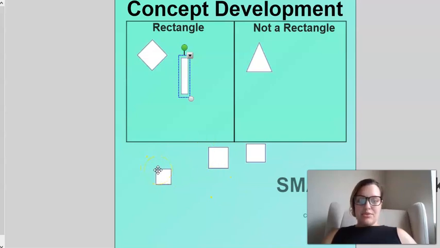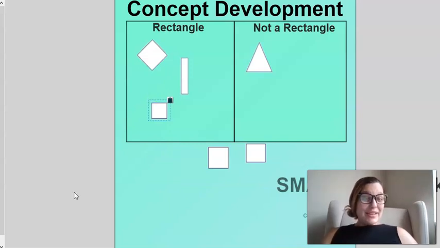Okay, let's do one more. We'll do this one down here. 1, 2, 3, 4. And we have 1, 2, 3, 4 sides. So is that a rectangle? Yes, and what is its name? It is a square. Very, very good.